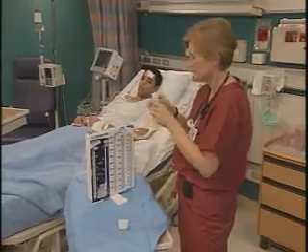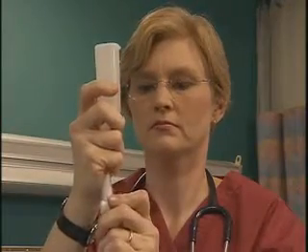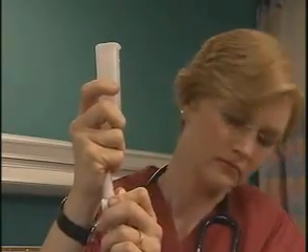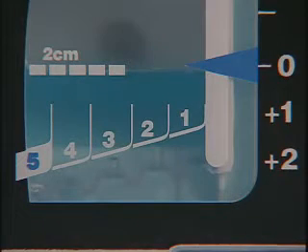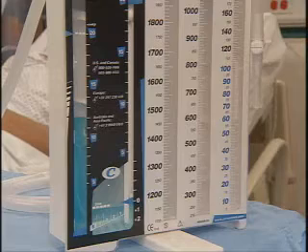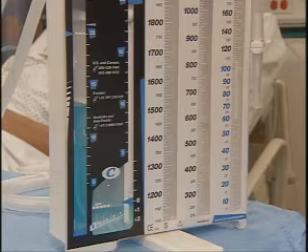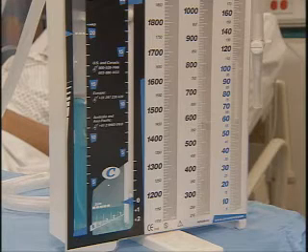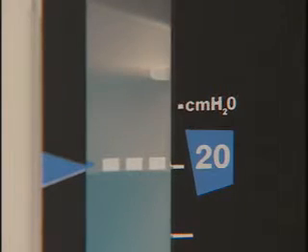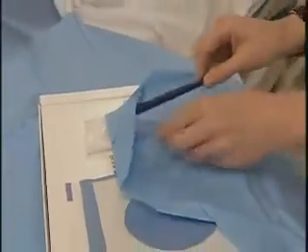Before chest tube insertion, prepare the drainage system. Fill the water seal chamber to the 2 centimeter mark. For wet suction, also fill the suction control chamber to the prescribed level, such as -20 centimeters of water. With the drainage system assembled, prepare a sterile field for chest tube insertion.